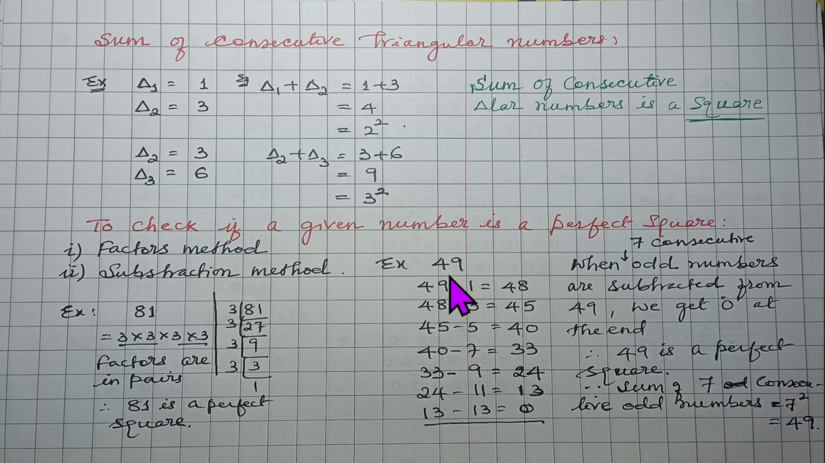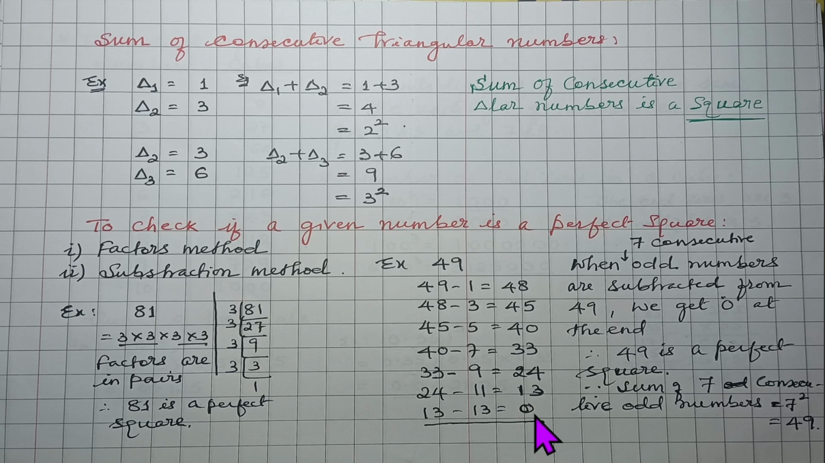Supposing you want to check whether 49 is a perfect square or not. Subtract the first odd number, 1, and we get 48. Subtract the next odd number, 3, from 48, and we get 45. Subtract 5 from 45, we get 40. Subtract 7 from 40, we get 33. Subtract 9 from 33, we get 24. Subtract 11 from 24, we get 13. And 13 minus 13 is 0.